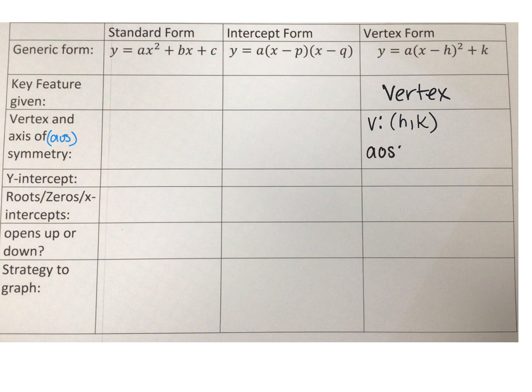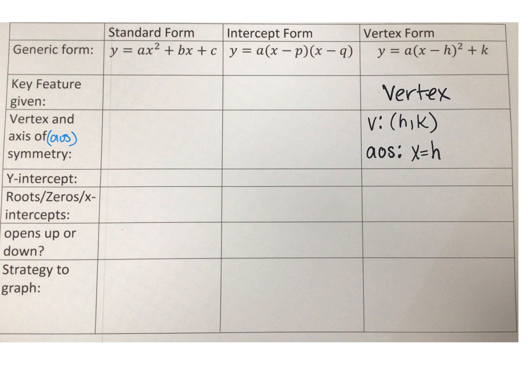The axis of symmetry, we'll use the abbreviation AOS, is the vertical line that goes through the vertex, and it has an x equals h equation because vertical lines have an x equal equation, and they all have that value h, all the points on that line. Okay, so the symmetry around that is how we get to do half the work to make the table.